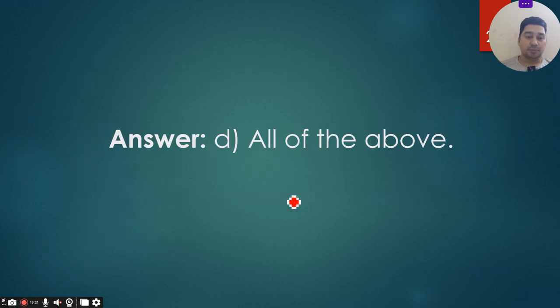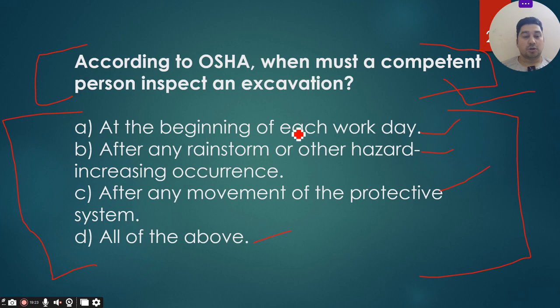All of the above. At the beginning of each work day, the competent person should inspect the trenches. The excavation should also be inspected after any rainstorm or other hazard-increasing occurrence, and after any movement of the protective systems. If any of these happen, the excavation should be inspected by the competent person.